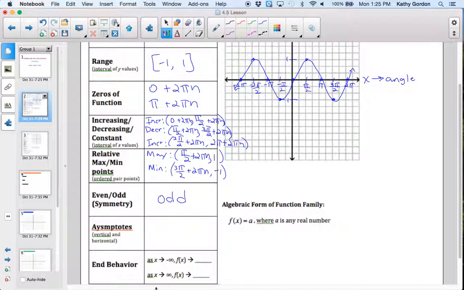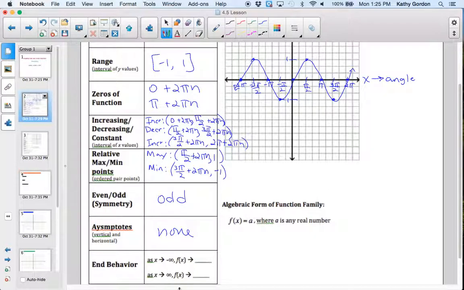Okay? Any asymptotes? None. Even though we are limited as to how high or how low we go, there's no asymptote to it because we're not getting closer and closer to that value. It's just a limit. So none there.